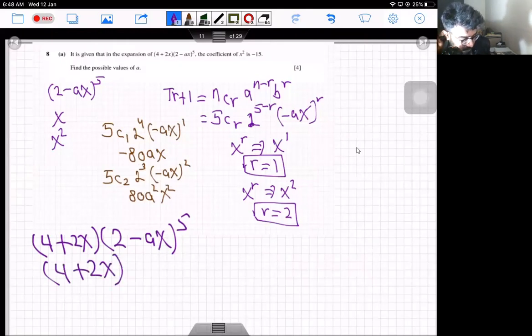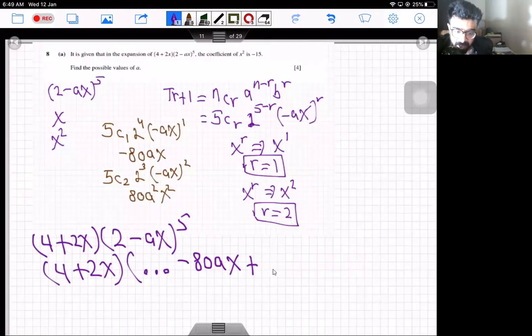So 4 plus 2x will be multiplied by, first I'm going to write the term in x, which is minus 80ax, and then the next term would be definitely, since after r is equals to 1 you get r is equals to 2. That's why I'm not making any dotted lines in between these two terms. So plus 80a square x square.